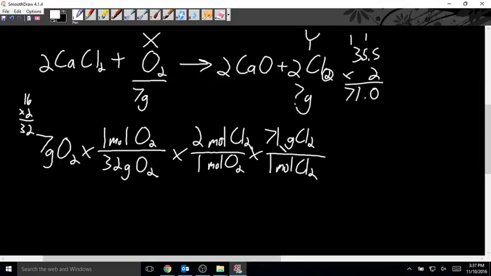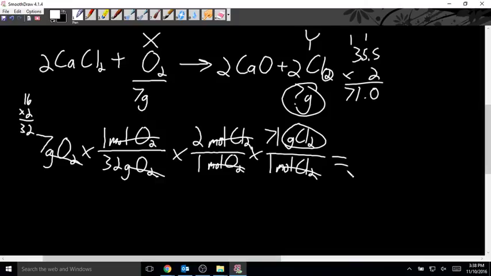All right, so now I just need to double check to make sure I did it right. Grams of O2 on top, grams of O2 on the bottom, cancel. Moles of O2 on top, moles of O2 on the bottom, cancel. Moles of Cl2 up top, moles of Cl2 on the bottom, that cancels. So I'm left with that, which is what I was looking for. So now I just need to type this into my calculator.